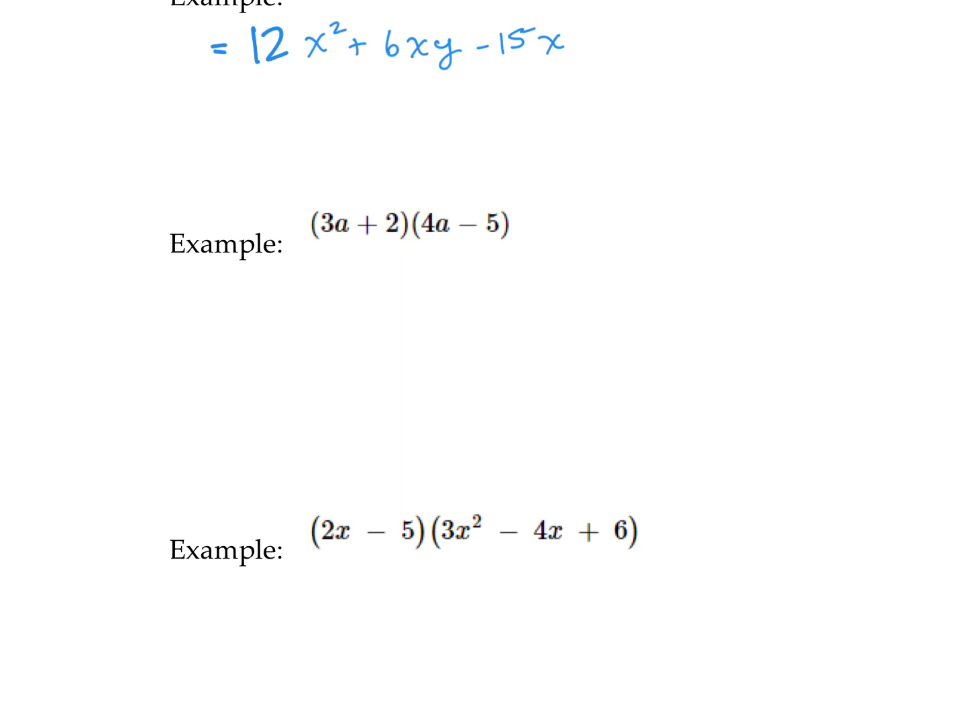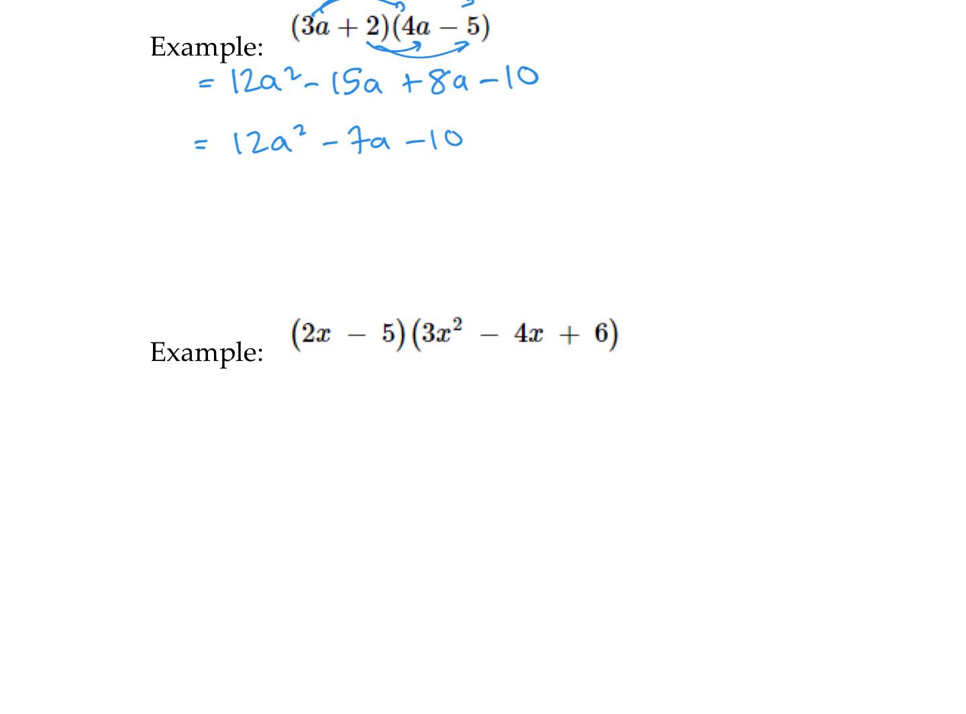In this question, we'll apply the distributive property. So the 3a gets multiplied by both terms, and the 2 gets multiplied by both terms. And then we'll collect like terms. We only have 12a squared. Minus 15a plus 8a are like terms, so we'll add those together, and then we've got the minus 10.